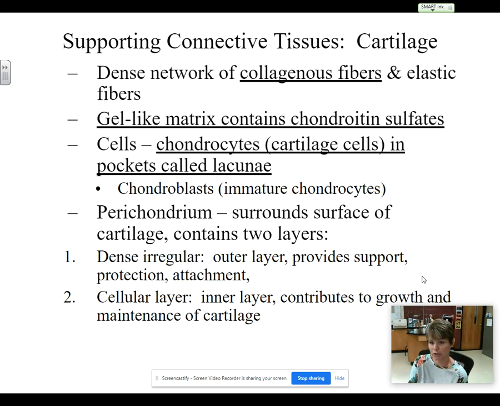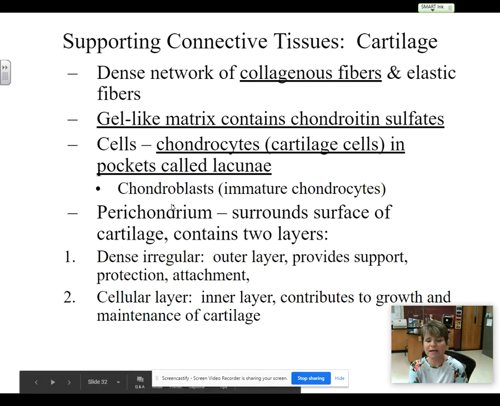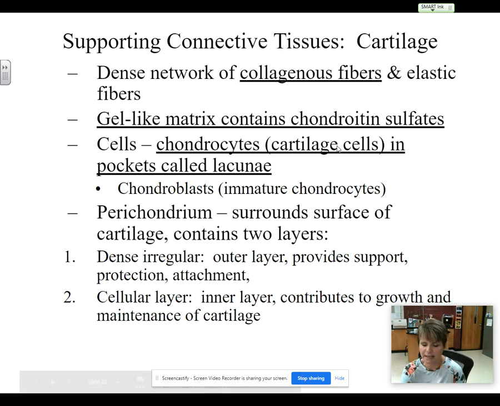We just talked about that, we talked about it yesterday actually, that dense irregular connective tissue could be found in the perichondrium around cartilage. And then there is an inner layer that is cellular, and it contains cells that can actually become chondrocytes. The cellular layer contains chondroblasts, and they will become chondrocytes as they mature.